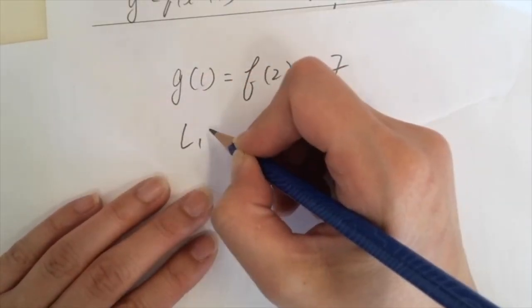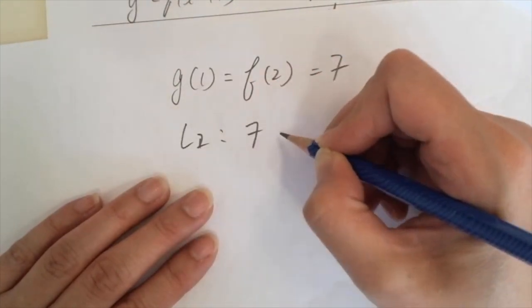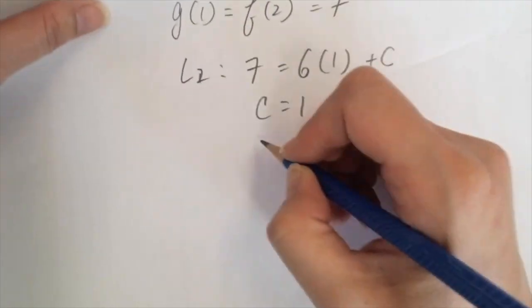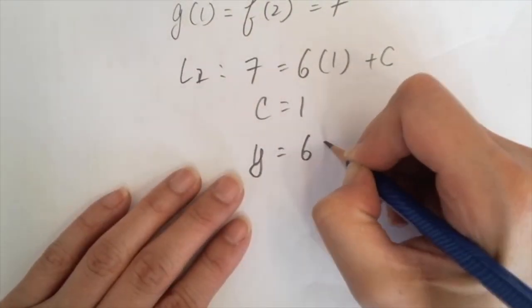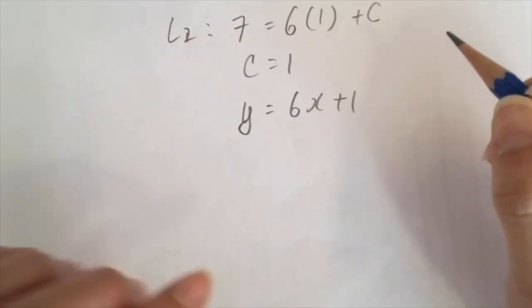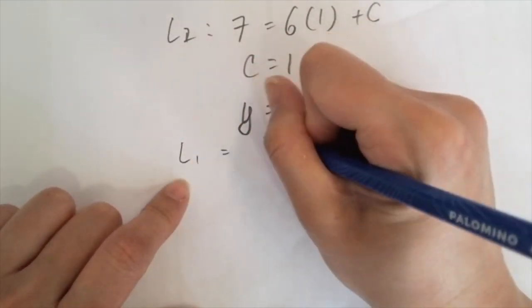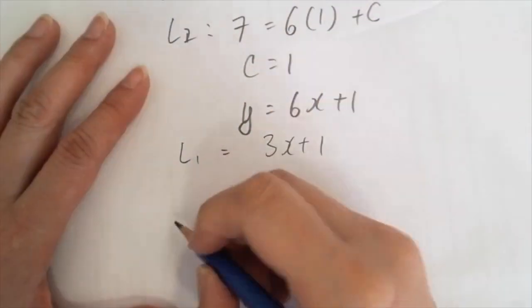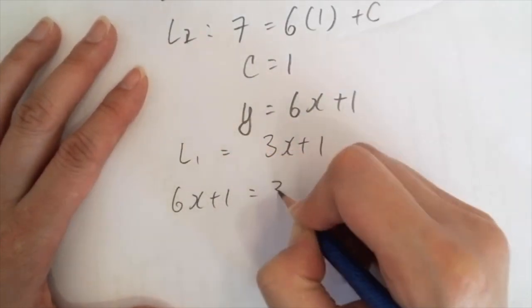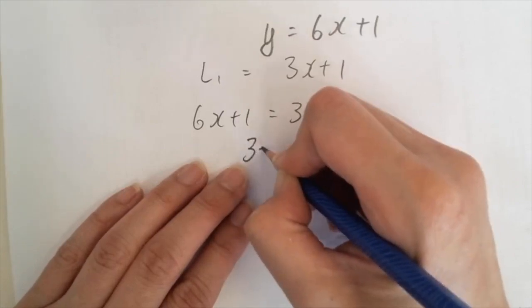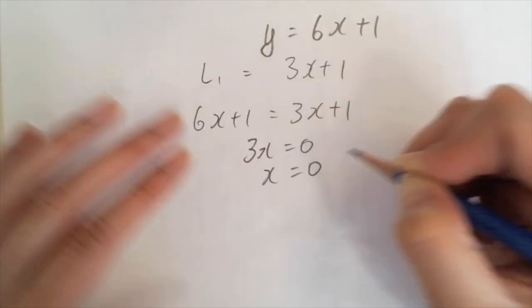Now for L2, the equation of it, 7 equals to 6 times 1 plus C. So C equals to 1. Now I got the equation y equals to 6x plus 1. Equation 1 is y equals to 3x plus 1. We find the intersecting point. 6x plus 1 equals to 3x plus 1. So now throw it to the other side. 3x equals to 0, x equals to 0.